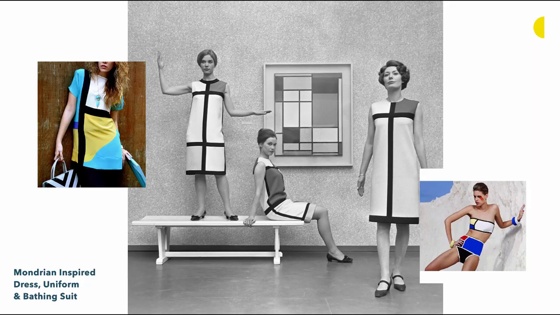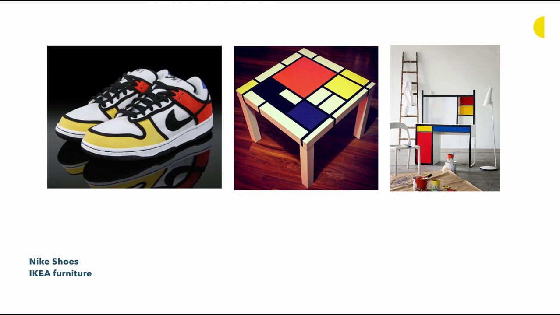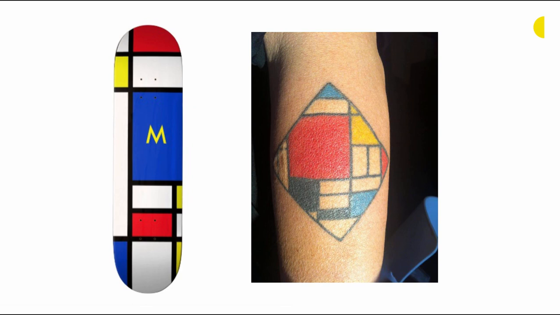Growing up, my father worked for United Airlines, and I'll never forget the stewardess costumes that you see in the middle. They were Mondrian-inspired uniforms. On the left, we see a dress, and on the right, an even more contemporary bathing suit. Poor Piet Mondrian, again, he's one of the most ripped-off artists of all time. Even Nike has appropriated his color schemes and spatial division. And here we see IKEA's furniture and products, again, using that same aesthetic. How about skateboards? And here we see tattoos.